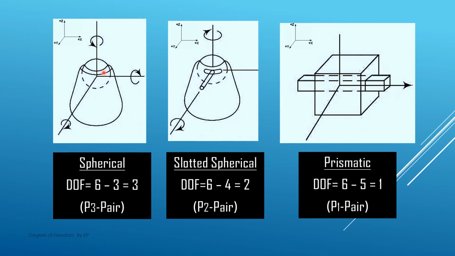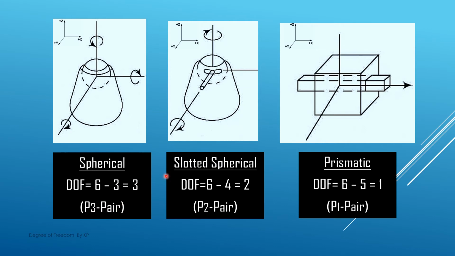If we see the rotational motion, this sphere can rotate about the x-axis, it can rotate about the y-axis, and it is having rotation about the z-axis. So it can rotate about the x, y, and z directions. So it is having only restrictions in the three translatory directions. So it is having three restrictions. So total degree of freedom is 6 minus 3 would be equal to 3. So it is called a P3 kind of pair.